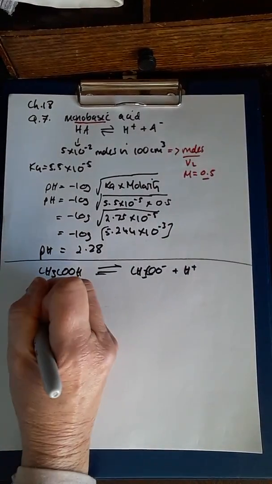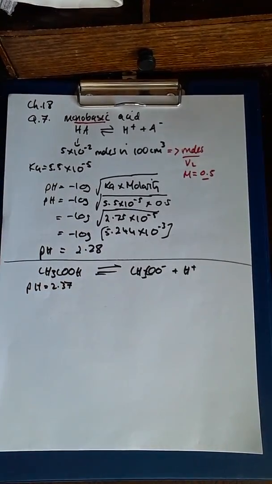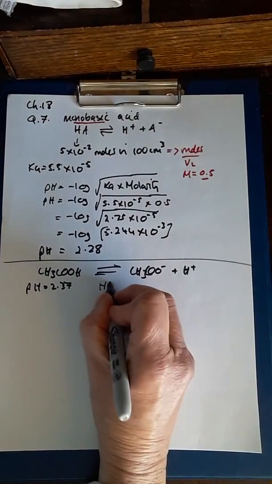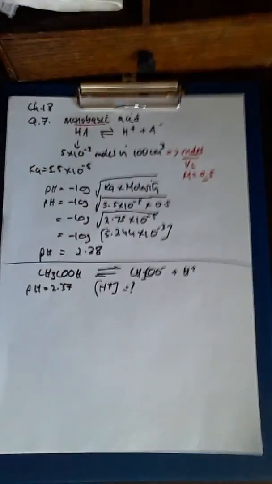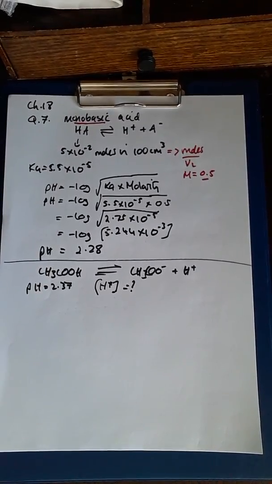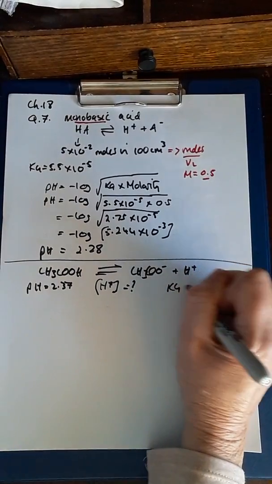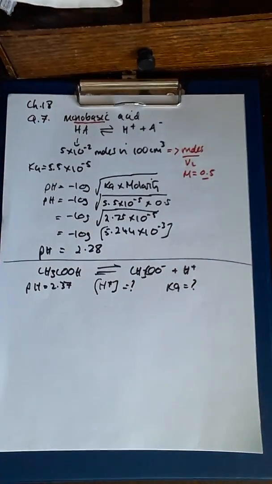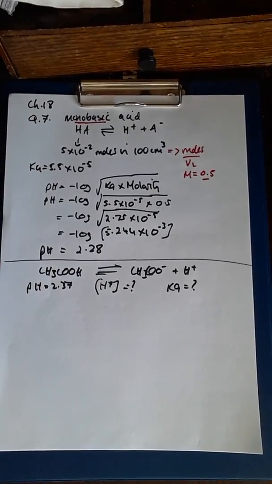It tells me what the pH is. It says the pH is 2.37. You've got to find the hydrogen ion concentration, so you've got to find the H plus concentration and show that the value of the dissociation constant is 1.8. So you've got to find the Ka and the H plus ion concentration. So first of all, let's find the H plus ion concentration.